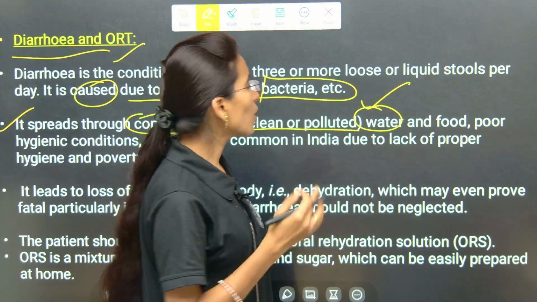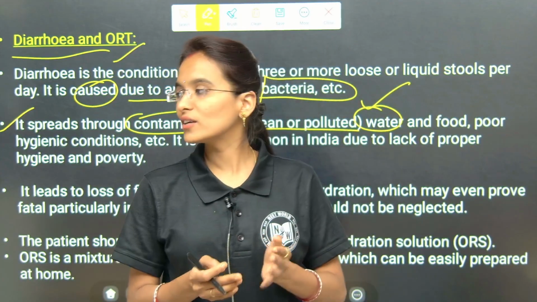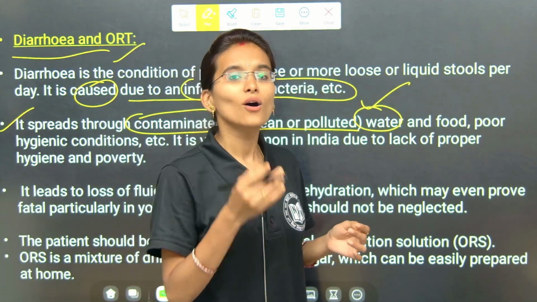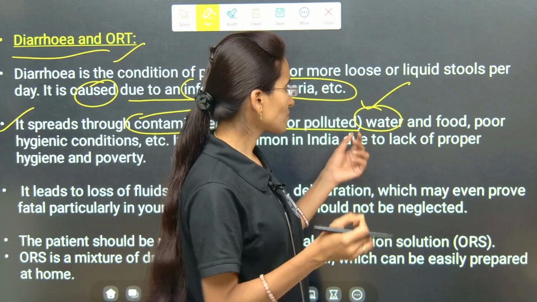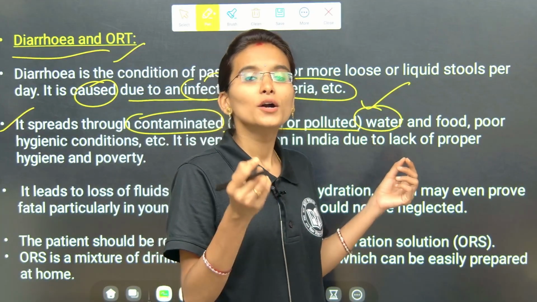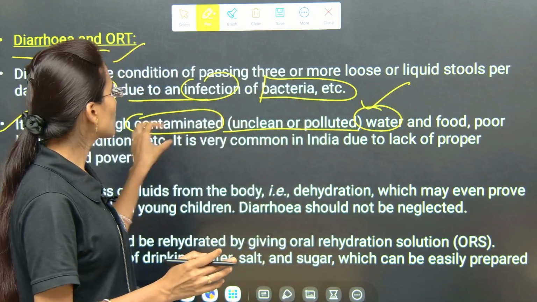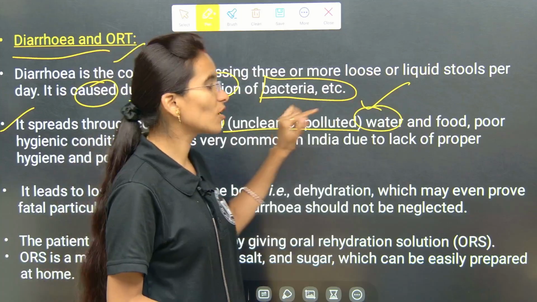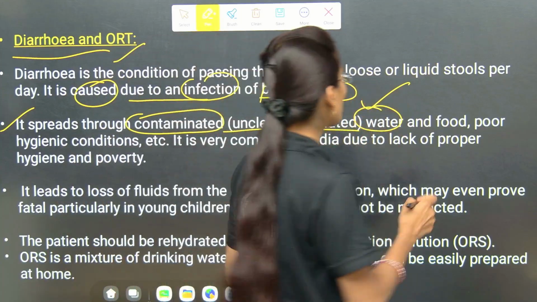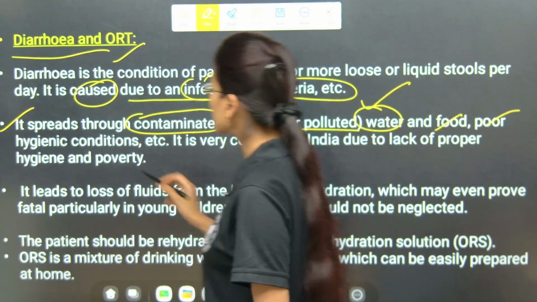My suggestion to all of you is, during the rainy season, always try to boil the water and drink, my dear students. That will help prevent you from diarrhea. It mainly spreads through contaminated, unclean or polluted water, and sometimes improper hygienic food and poor hygienic conditions.